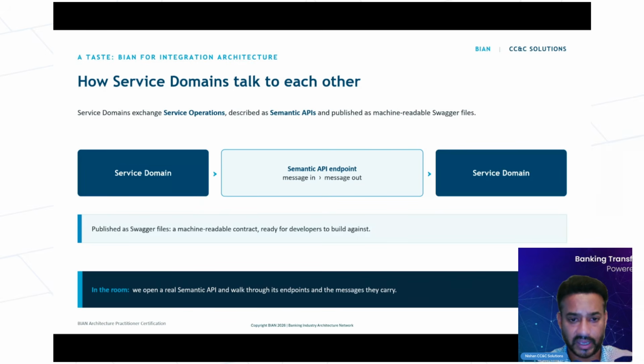So we cover how service domains, their functionality and their information is all accessed through service operations. These service operations can be described as semantic APIs, and BIAN's actually published standardized machine-readable Swagger files that a developer can pick up and actually add the implementation details, and thereby considerably speed up development. So the training will go through what are service operations, how are they defined, how do you identify your own and create your own, and therefore how to start using BIAN as the foundation for your integration architecture.